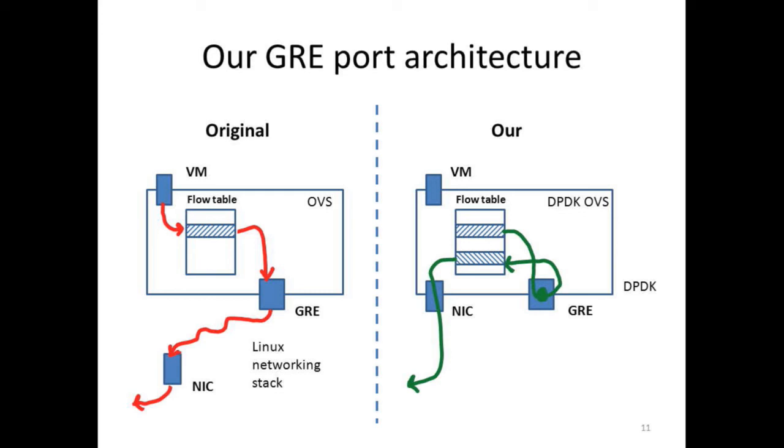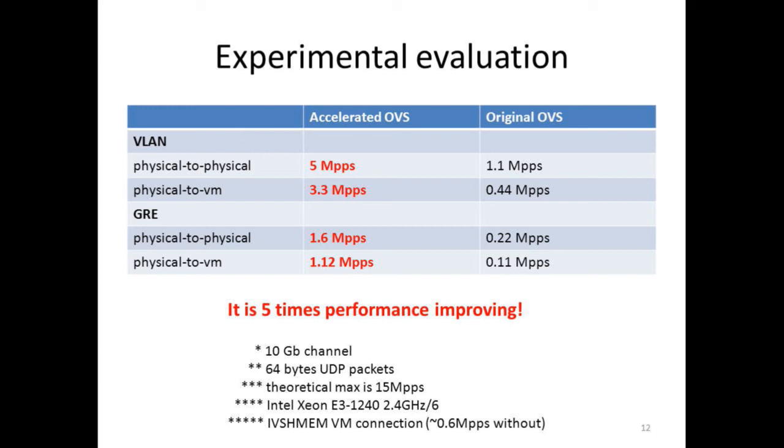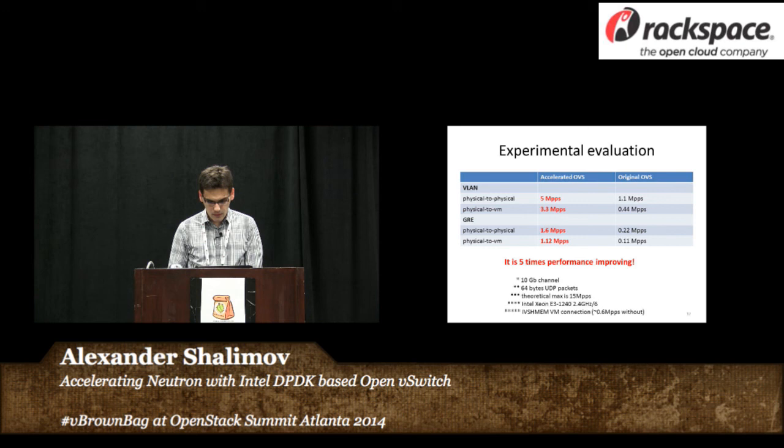And this has allowed us to get 5 times more performance. These are some details of our experiment, our performance evaluation. The most interesting part for OpenStack deployment is the last line, physical port to VM port. Here it is. So we finally get even more performance.